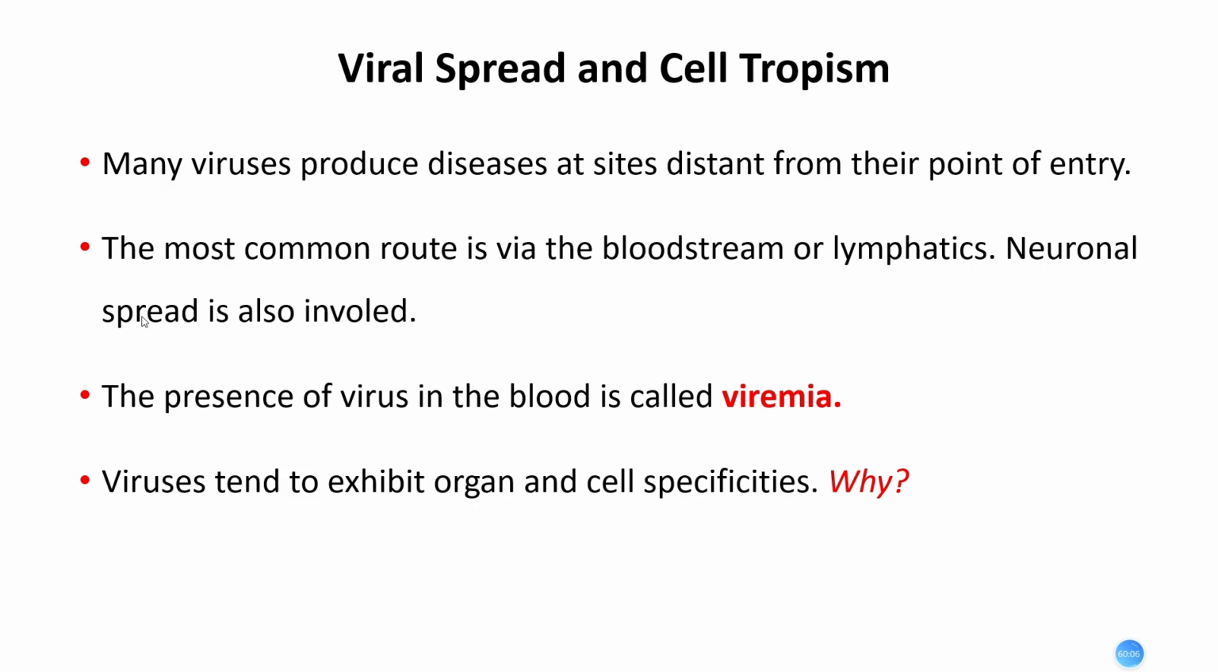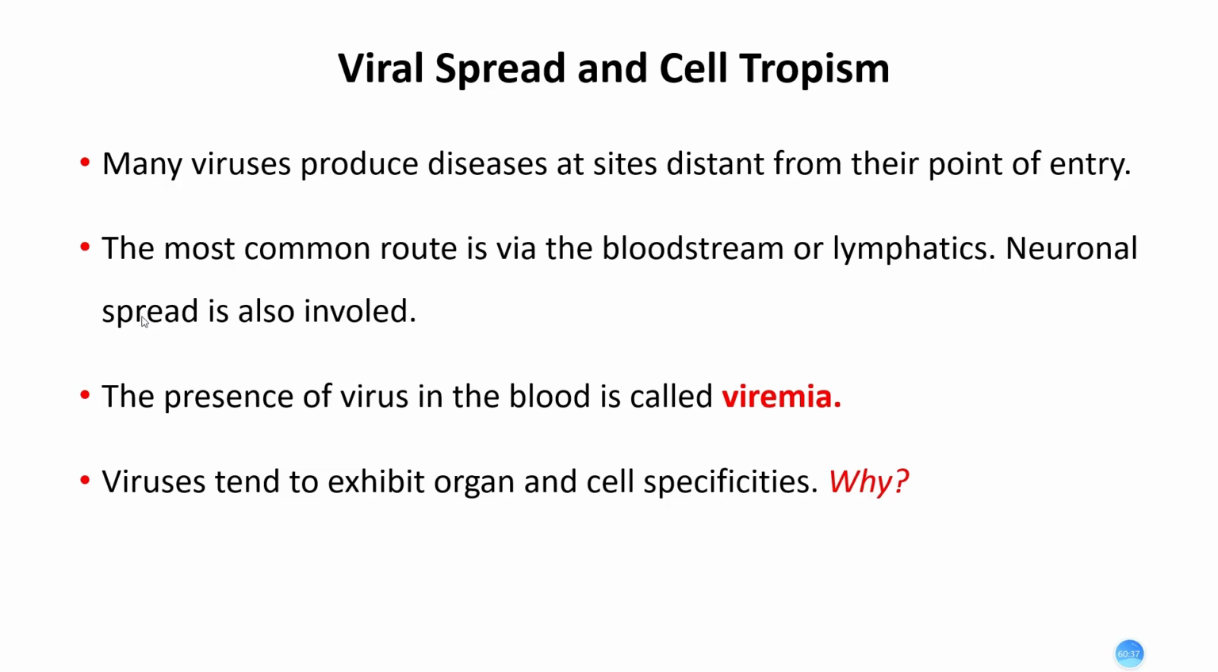Many viruses produce diseases at sites distant from their point of entry, such as HBV, hepatitis B virus. They get into the human body through either blood or body fluids, but they set up infection and cause disease in the liver, because of the inflammation and damage in the liver.